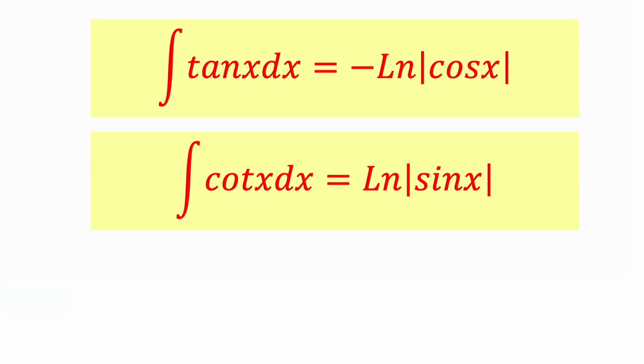We must memorize this integral's result. This is very important. The integral of tangent x is equal to negative natural logarithm of the absolute value of cosine x. If you carry out this exact same proof for cotangent, you will find that it becomes the natural logarithm of sine x, or more precisely, the natural logarithm of the absolute value of sine x. The derivation is exactly the same.